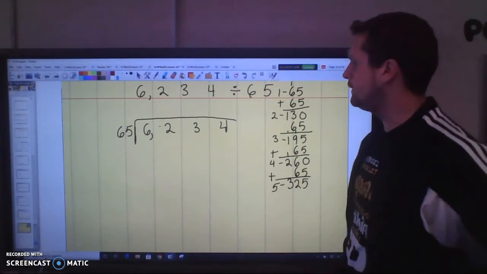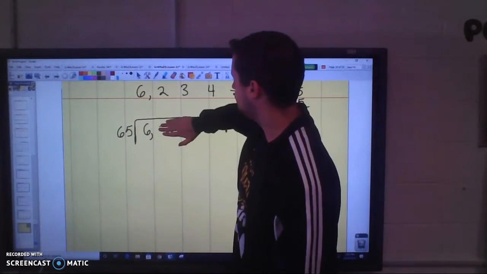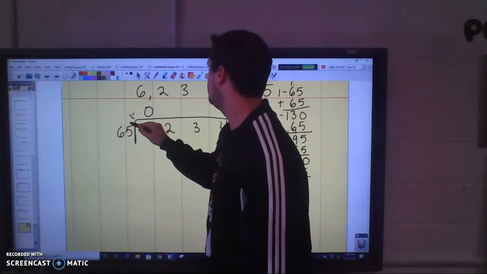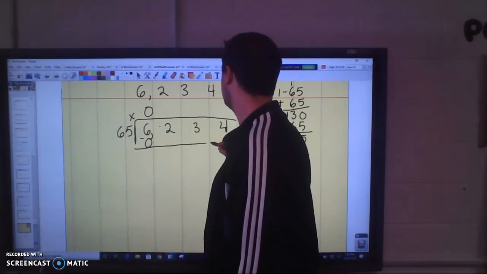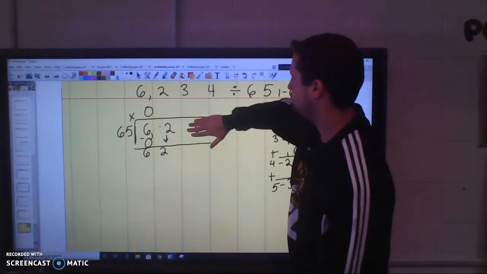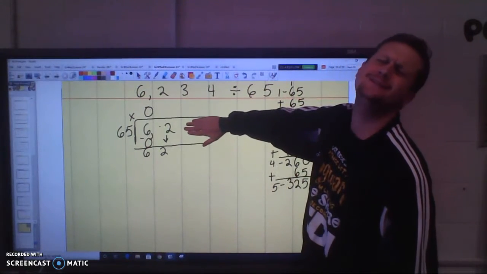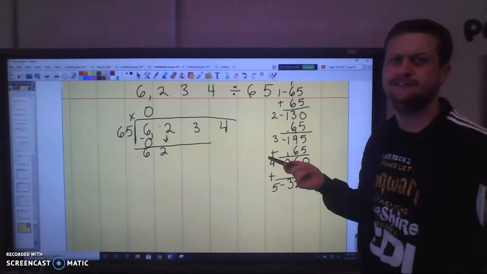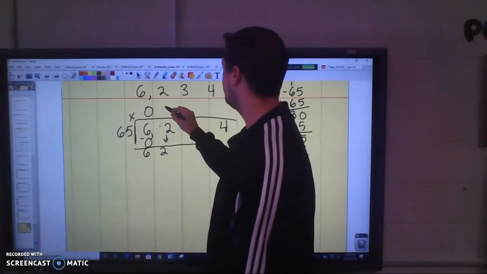All right, so quickly taking a look at how many groups of 65 can I make out of 6? Can't do that. Just bringing down that 2. How many groups of 65 can I make out of 62? Oh man, that is such a bummer because our first multiple is 65. So that's too much, so we have another 0.